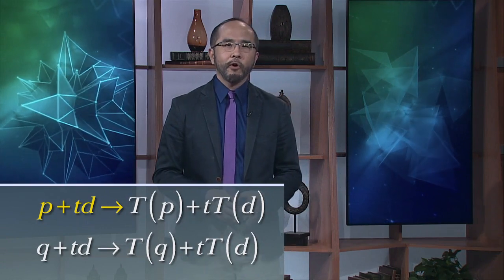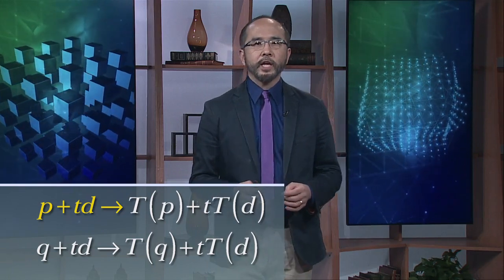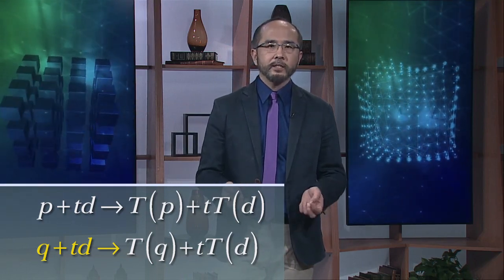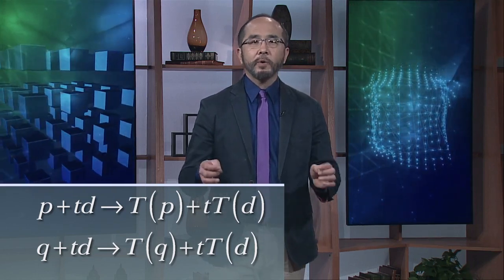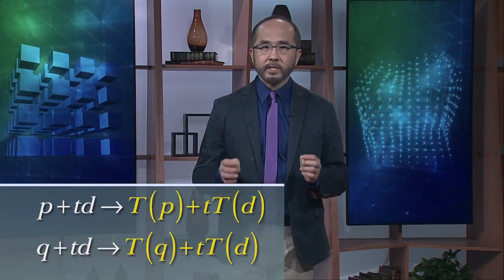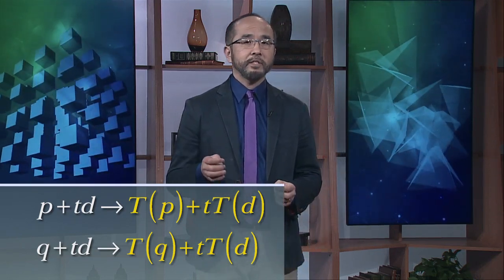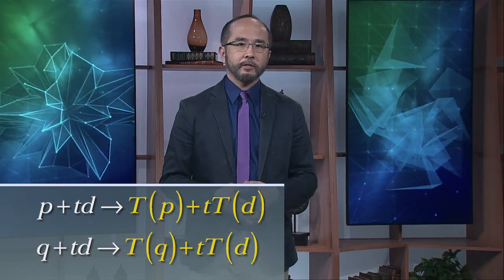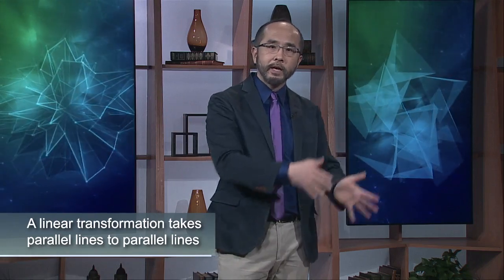In fact, you can see more from this discussion. If I look at the line p plus td and then change the base point p to the base point q, the direction of the line is still d, it doesn't change. So two lines p plus td and q plus td are parallel. Then their images, capital T of p plus little t times capital T of d, and capital T of q plus little t times capital T of d, are also parallel because they have the same direction vector, T of d. So a linear transformation takes parallel lines to parallel lines.